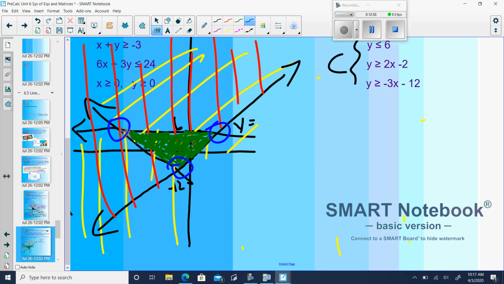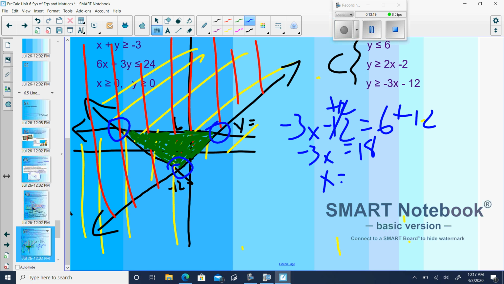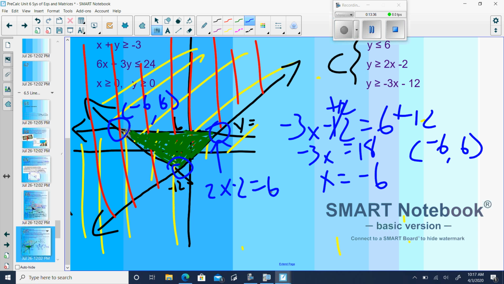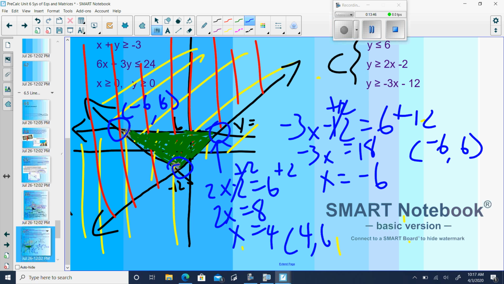Okay. So the first thing is this line where y equals 6, because we wanted everything to be less than or equal to 6. So we have negative 3x minus 12. Well, that actually intersects with the line where y is equal to 6. So negative 3x, when we add 12 to both sides, negative 3x equals 18. X equals negative 6. So one of our vertices is negative 6, 6. All right, this vertex right here is where 2x minus 2 meets 6. So 2x equals 8, because we're adding 2 to both sides. So x equals 4. So that means this vertex is 4, 6.